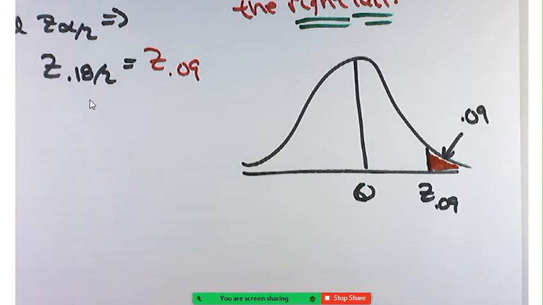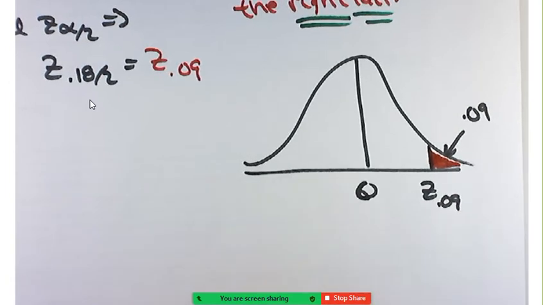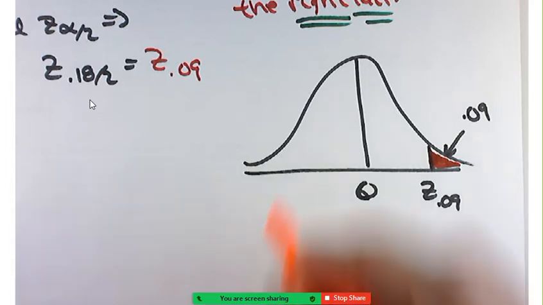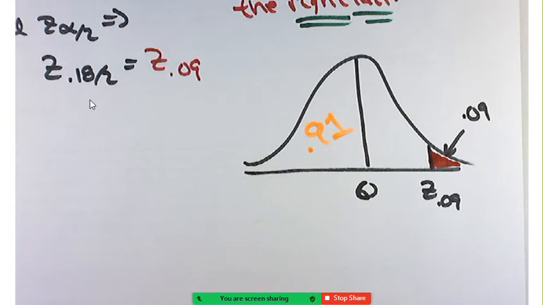Now, like I said, if 9% of the area is in the right tail, you're going to have to look up how much of the area is in the left tail. So how much of the area is in the left tail? Yeah, it's going to be 1 minus that, right? So 0.91 is going to be the area in the left tail. Now I'll show you 2 different ways that you can get that area.